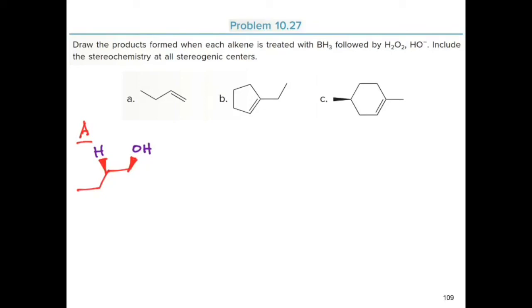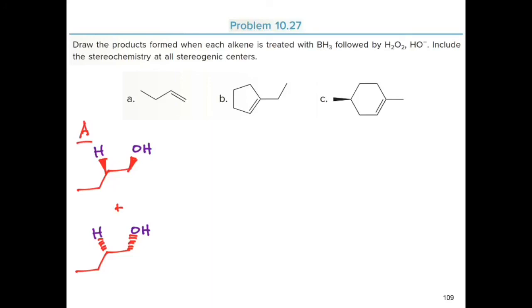So here's the first product. Again, the hydroxy group is bonded to the less substituted carbon, and then the hydrogen to the more substituted carbon atom. And in terms of stereochemistry, this is the second product of this chemical reaction. You can see that the hydroxy group and the hydrogen atom are oriented towards the back.